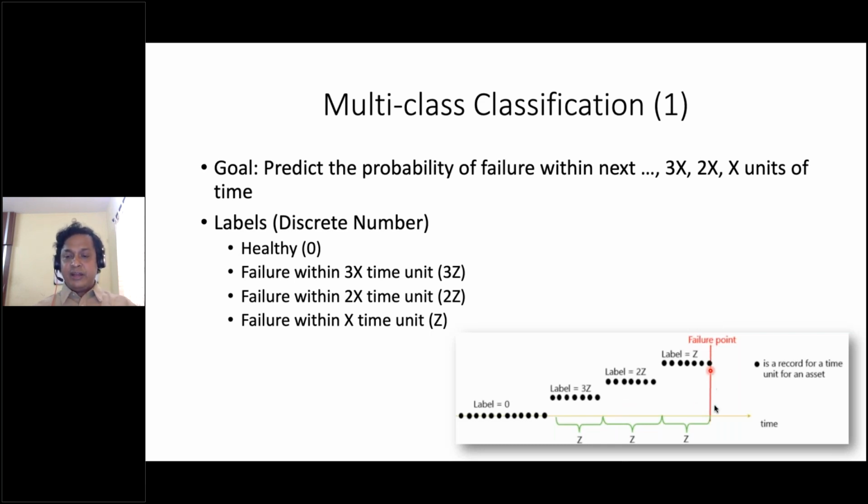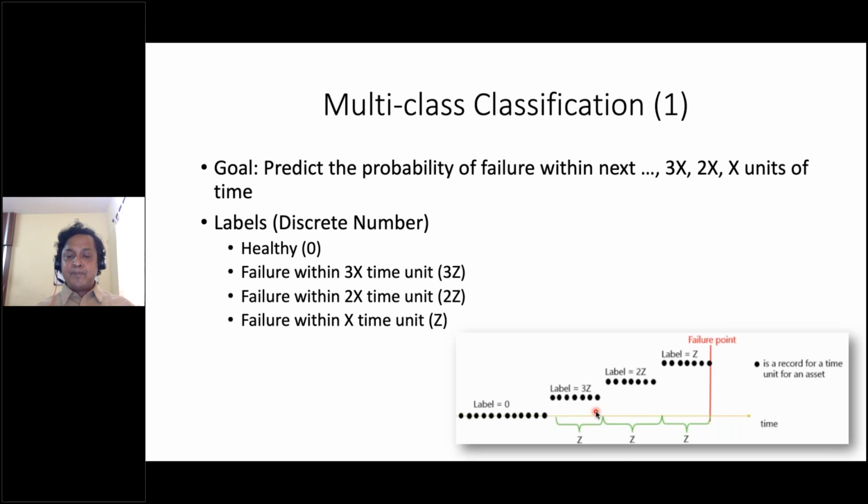So if this is the failure point, this will belong to one category, 1 week from the failure. This is probably 2 weeks from the failure, the second week from the failure. This is the third week from the failure.